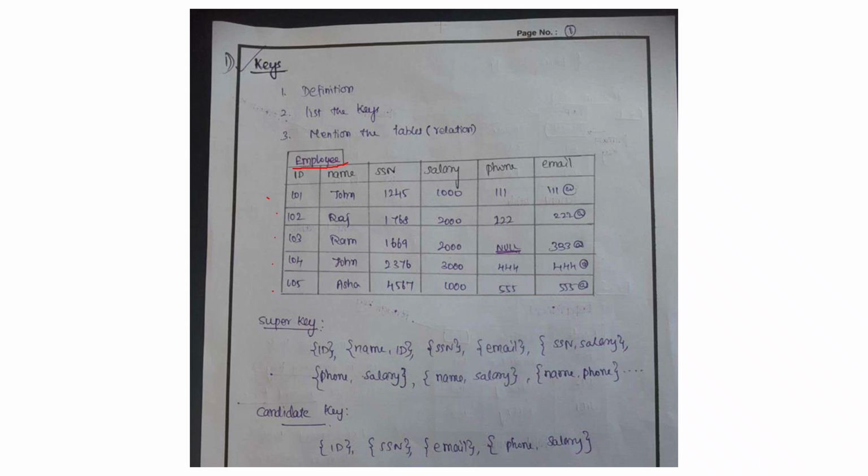So in DBMS we are going to call this as a relation. And the relation name is employee. These are the attributes. These are the tuples or records. So I think you all understood about what is attributes and what is tuples in a relation. So this is called a relation. So with this relation, we are going to derive the keys one by one.